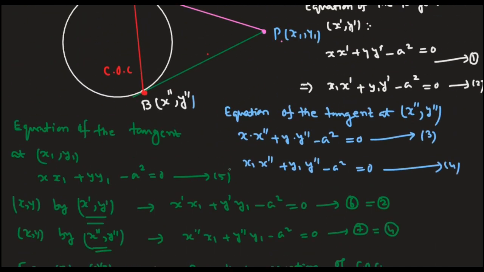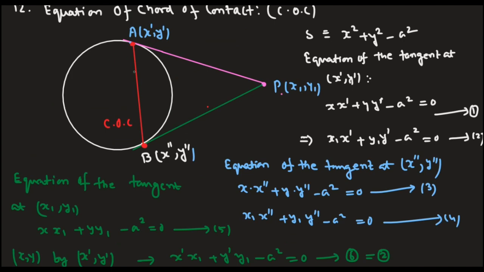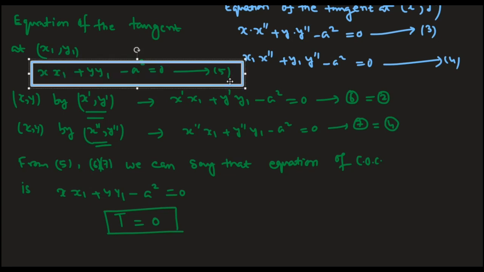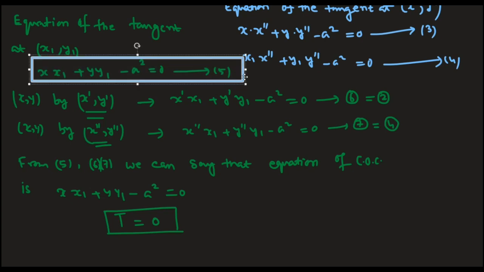So here you notice that in the graph, this is the line which is passing through the 2 points x dash y dash and x double dash y double dash. So the equation of the tangent at the point x1 y1, whatever we are getting, is nothing but the COC, which is the equation of the chord of contact. So remember this one, very important formula.